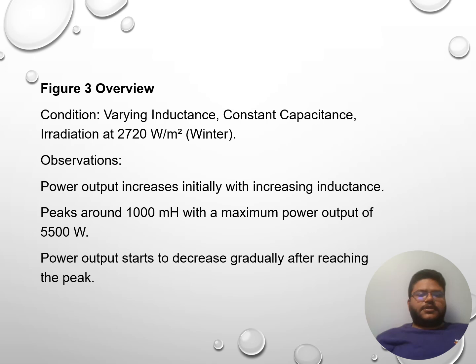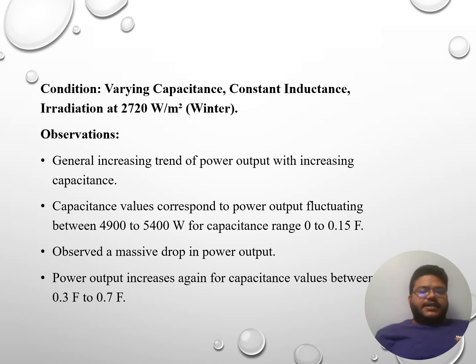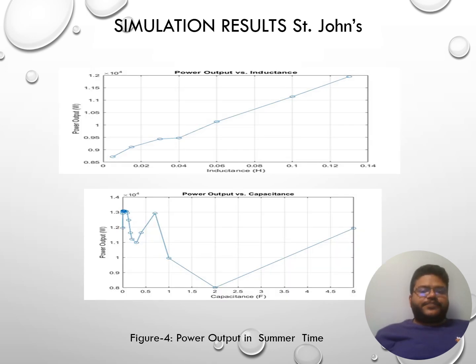Then let's go to the summer. These are the explanations that I have done, and our irradiance value in winter was 2720 watt per meter square in St. John's, and this is the result obtained in summertime. We can see that the power output versus inductance graph shows a linear increase. With increase in inductance, the power output continuously increases, and it actually exceeds the limit of 12,000 watt when the value of inductance is 0.14 Henry.